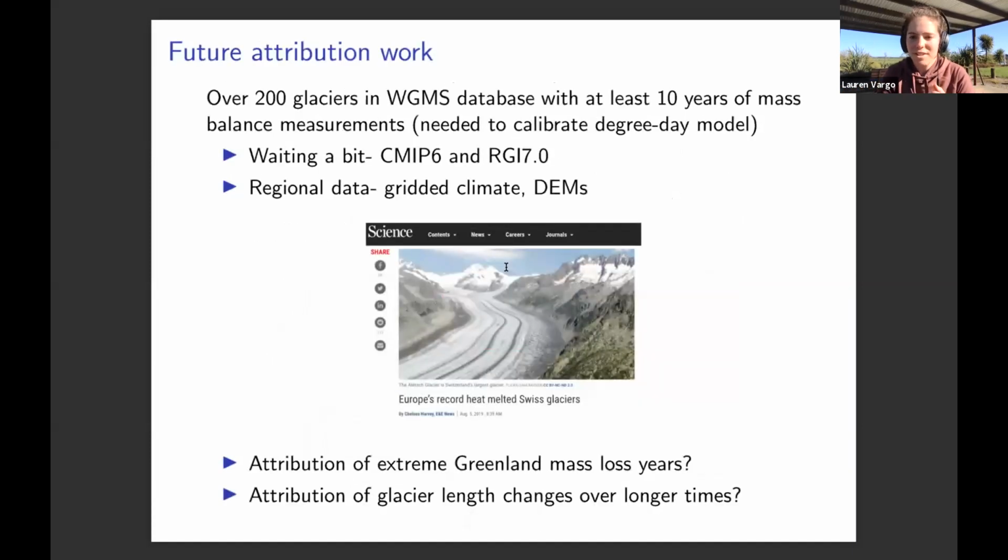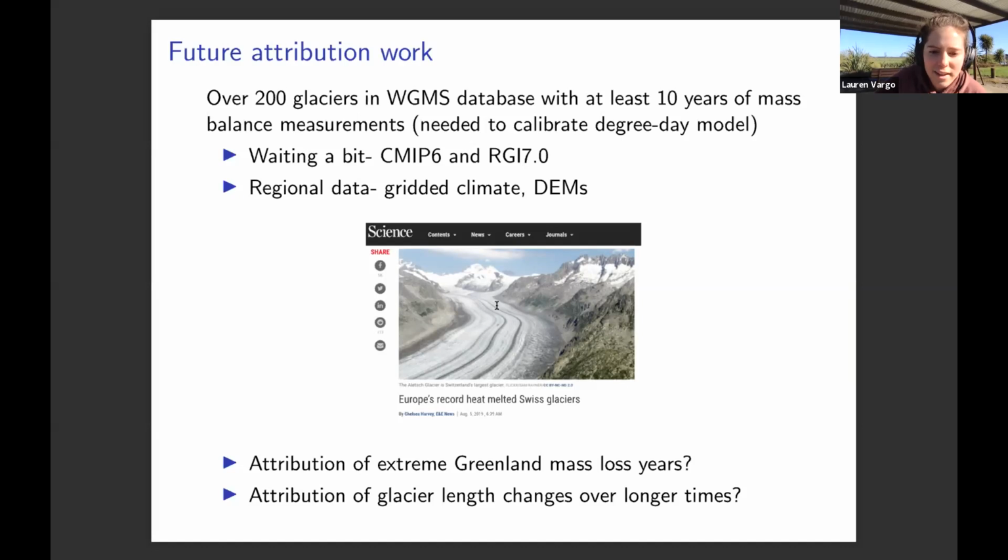So going forward, in this work, we developed the framework, and that was kind of the big job, and applied it to 2 glaciers really in New Zealand. So I'm excited to apply it to the over 200 glaciers in the WGMS database that have mass balance measurements. We need at least a few years of mass balance measurements so that you can calibrate the degree day model.